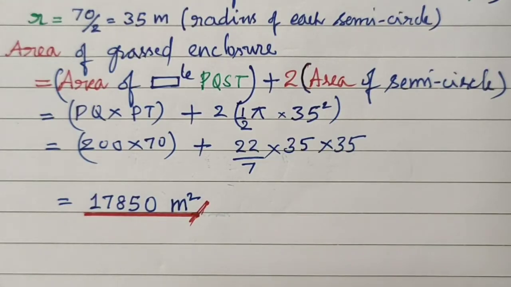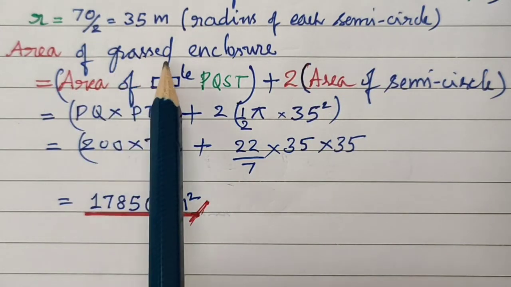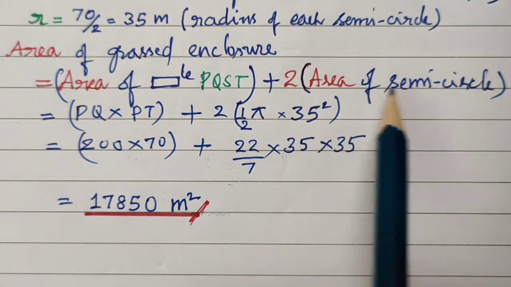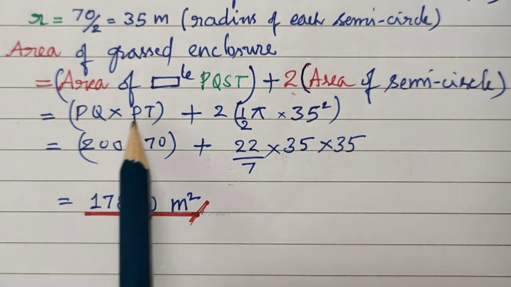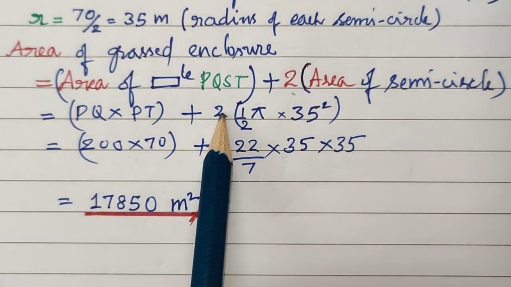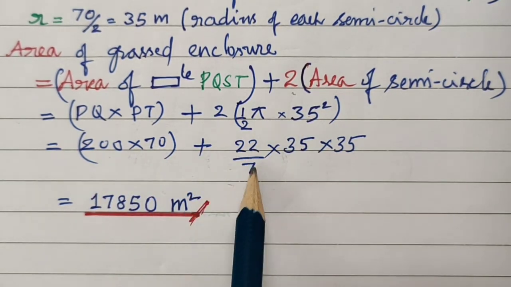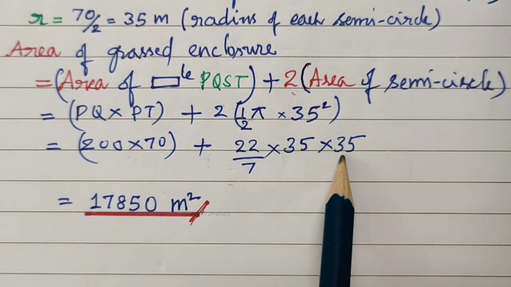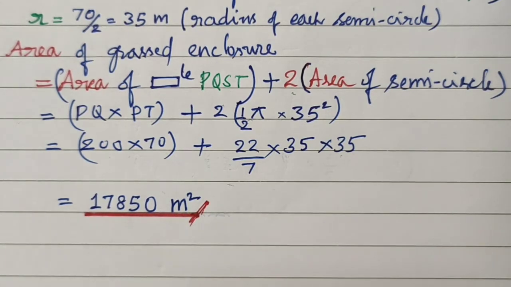r is equal to 70 by 2, that is 35 meters, the radius of each semicircle. The area of the grass enclosure is equal to the area of the rectangle PQST plus 2 times the area of a semicircle, because there are 2 semicircles. That is PQ into PT, length into breadth, plus 2 times half of pi r square: 200 into 70 plus 22 by 7, and the 2 and 2 cancel, into 35 into 35. After calculation we got the area of the grass enclosure as 17,850 meters square.